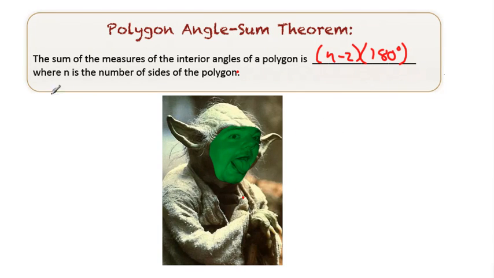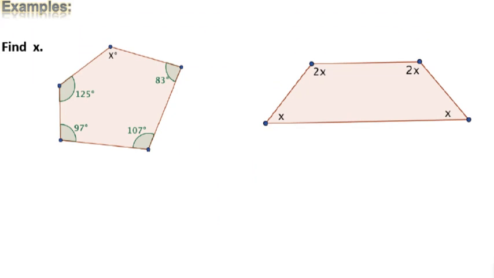n is the number of sides in the polygon. Subtract 2 from it and multiply by 180, and that'll tell you how many degrees are on the inside of the polygon. So we're going to look at these 2 examples here. You first have to count the number of sides. In this example, this is a pentagon. There are 5 sides. And in this example, there are 4 sides. This is called a quadrilateral.